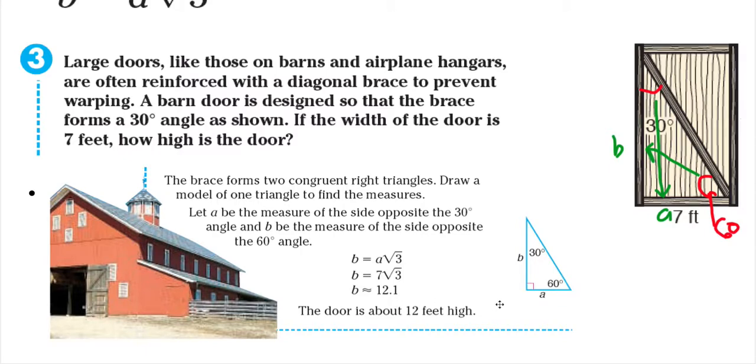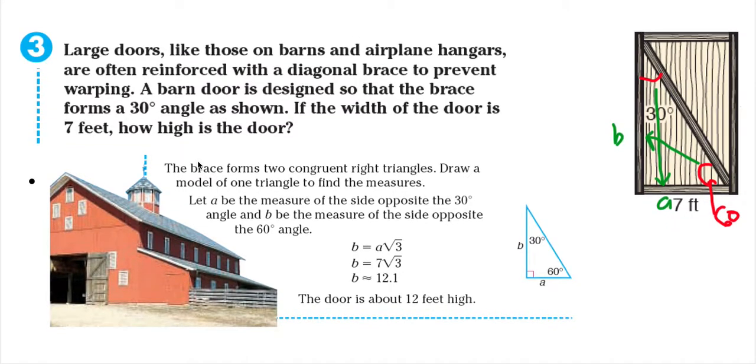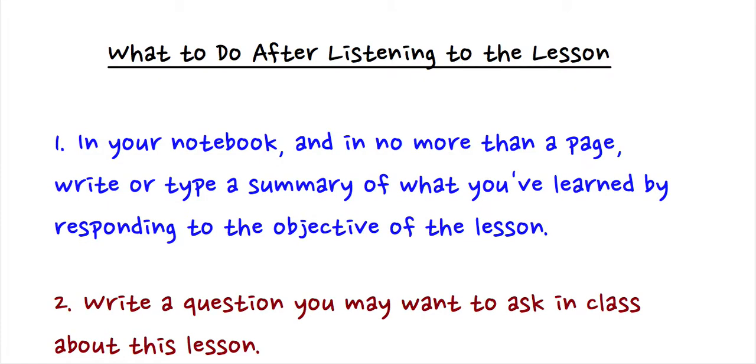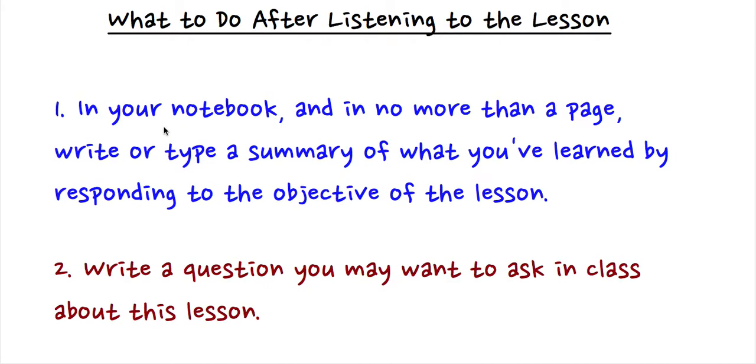And that's how you use the special right triangles to find values of the legs and the hypotenuse. But remember, this only works for 30-60 right triangles and 45 degree right triangles. Lesson's done. I hope you've taken down notes. Write a summary, and at the bottom of that summary, in a different paragraph, write a question you might want to ask in class. Thank you.